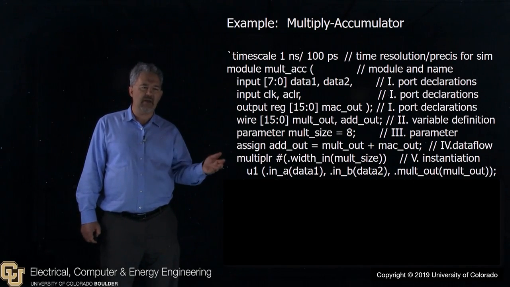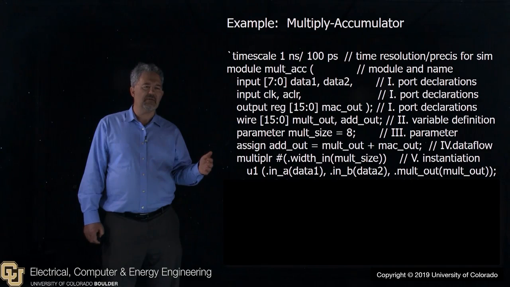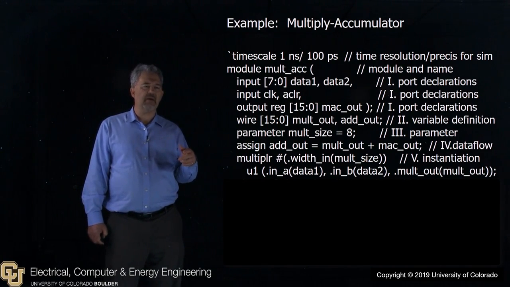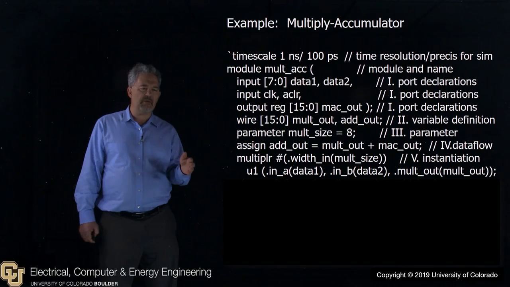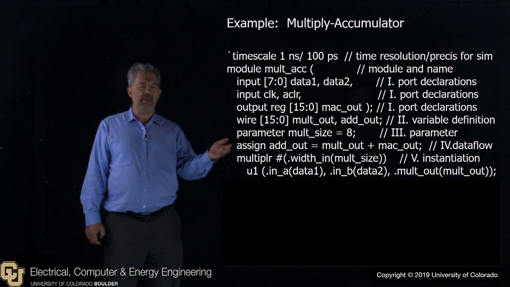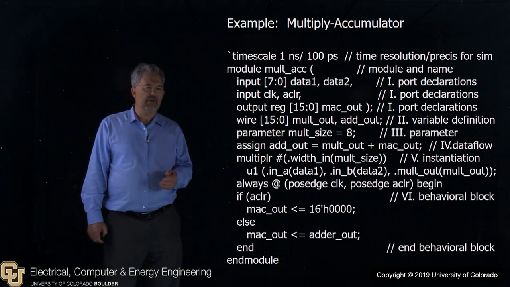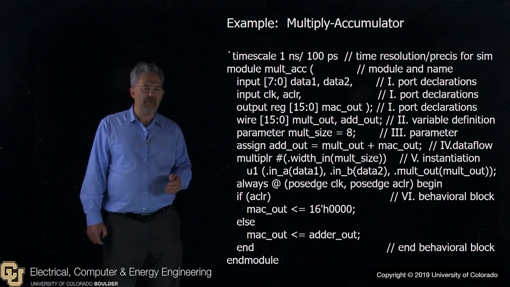Then this is added to the output, which then provides the outputs of the module. So you have kind of a feedback path here to the adder from the output. So the output gets added to whatever the multiplied output is, and then that output gets presented as the output of the module. After, of course, it's being registered in the always behavioral block that's listed here.